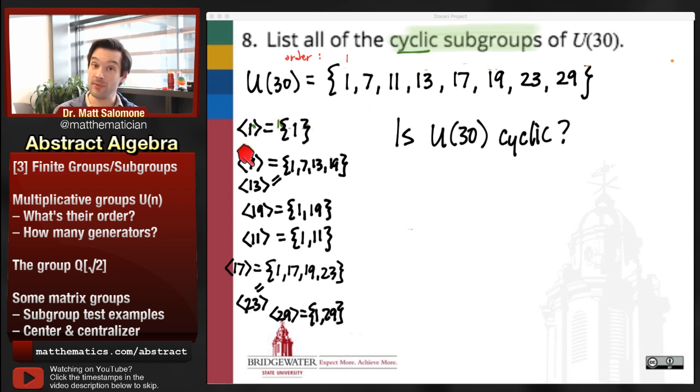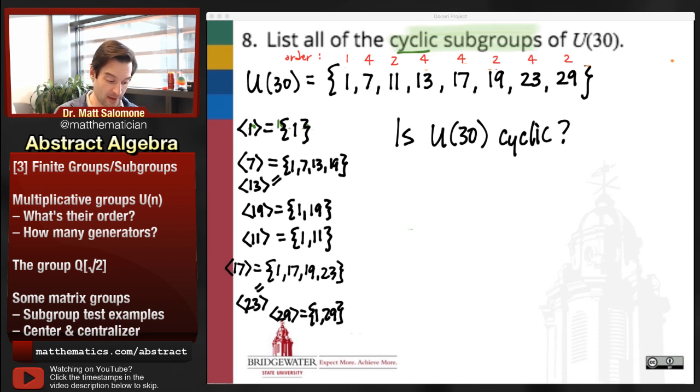But the order of 7 is 4, because its cyclic subgroup has 4 elements in it. 11 is an element of order 2. 13 has order 4. 17 has order 4. 19 has order 2. 23 has order 4. And 29 has order 2. So there are the orders of all 8 of my elements of U30.